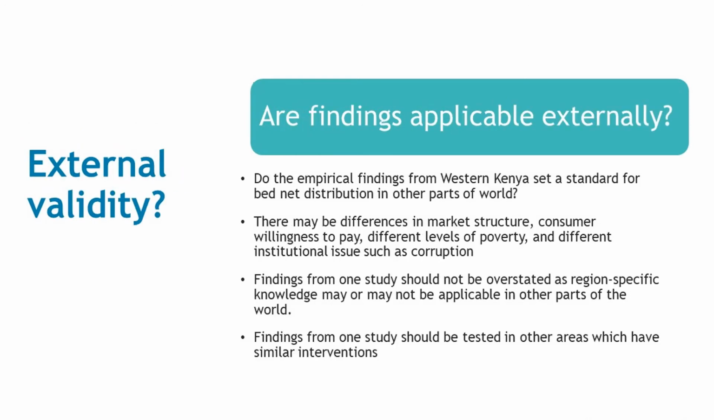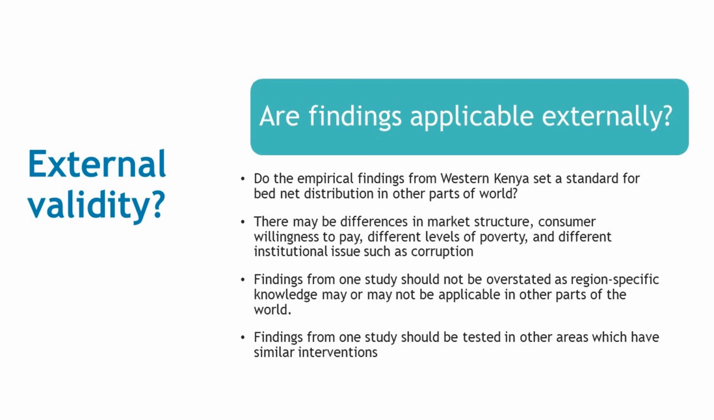There is also a challenge of external validity: these findings on the free distribution impacts of bed nets, can they be generalized to other places as well? Can the findings from Western Kenya be a standard for how bed nets should be distributed in other parts of the world? The challenge is there may be differences in a number of things in other parts of the world. For example, there may be differences in the market structure, in consumer preferences, consumer attitudes, consumer willingness to pay. There may be differences in levels of poverty, and also different institutional factors, for example, differences in dynamics with corruption and institutions. And so the findings from Western Kenya may not be applicable to other parts of the world.